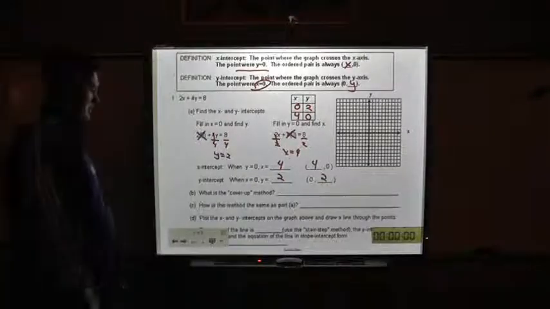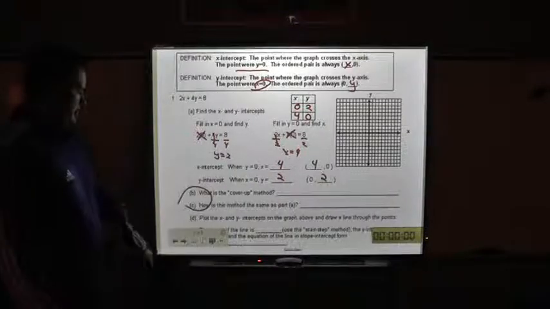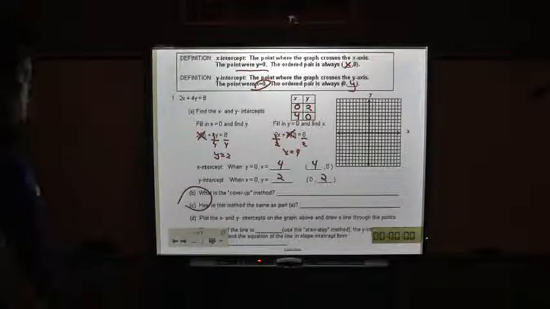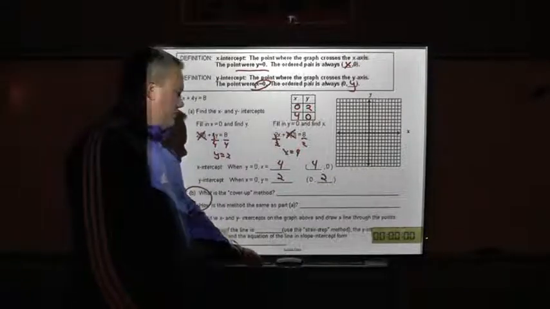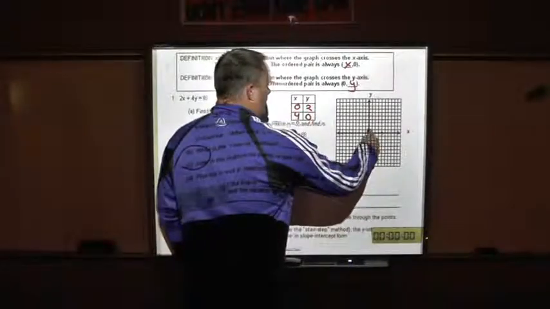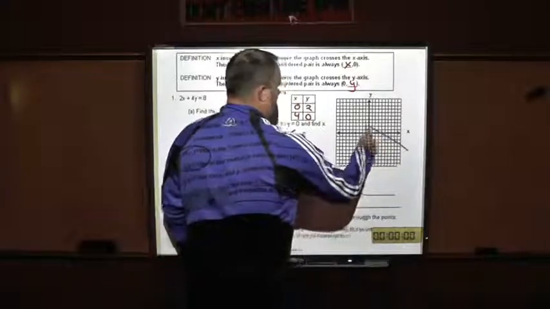Alright? Now, we talked about what these are. You don't have to fill out B and C. We already talked about what the cover-up method is. Okay. So, go on to D. Plot these points on the graph. So the points (4, 0) and (0, 2), draw a line through.